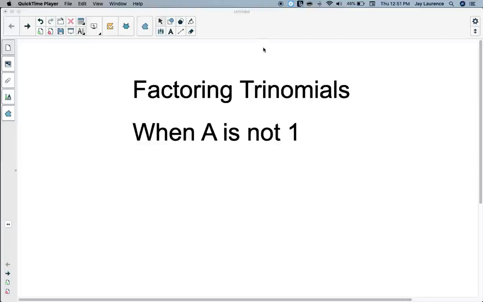Hello, algebra students. Mr. Lawrence here, and there have been a couple of you that have been absent, so I wanted to make a video to help you with some of this factoring stuff. Today we're going to be factoring trinomials when a is not 1.